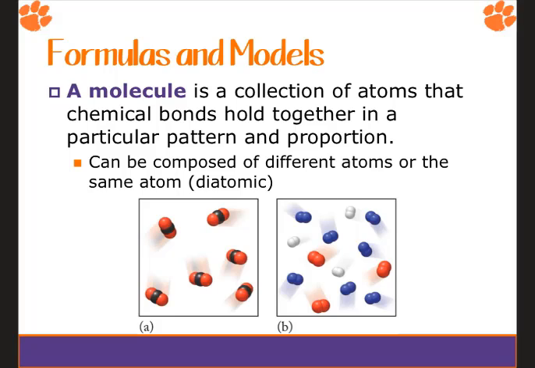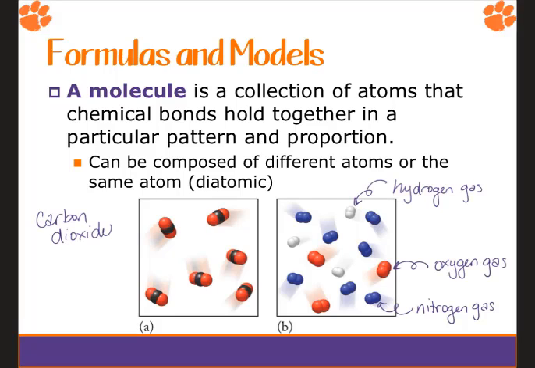The first of these vocabulary words is that of a molecule. A molecule is a collection of atoms that chemical bonds hold together in a particular pattern and proportion. These molecules can either be composed of a lot of different atoms, sometimes more than one of the same atom combined with a lot of different other things, or they can be the same atom linked together. So we see two of those examples down here.